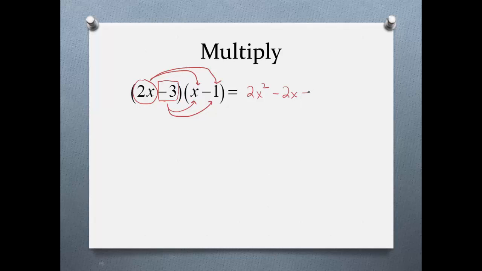So negative 3 times x is going to be negative 3x, and negative 3 times negative 1 is going to be plus 3. And again, in this case, I end up with like terms in the middle, so I get 2x squared minus 5x plus 3. And this first 2x squared comes from the first terms, the minus 2x comes from the outside terms, the minus 3x comes from the inside terms, and the 3 comes from the last terms.